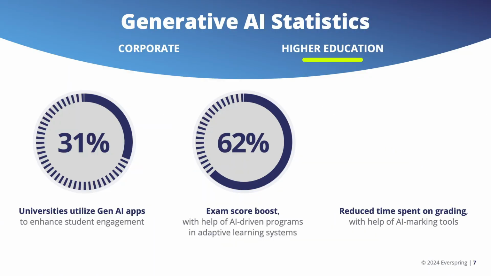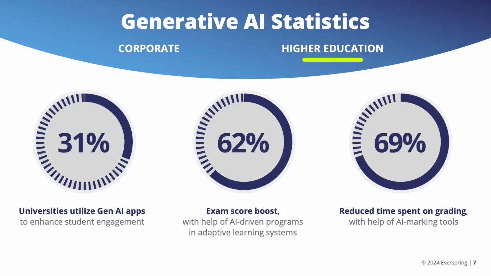Another significant impact of AI in education is the reduction in time spent on grading. AI marking tools have cut the time teachers spend on manual grading by 70%, allowing educators to focus more on teaching and less on administrative tasks. As you can see, with the help of Gen AI, there is an opportunity to significantly enhance education.